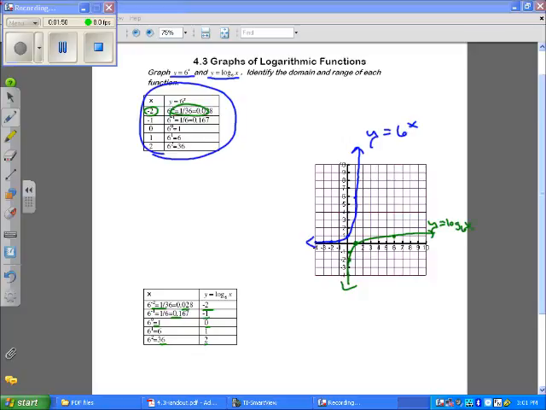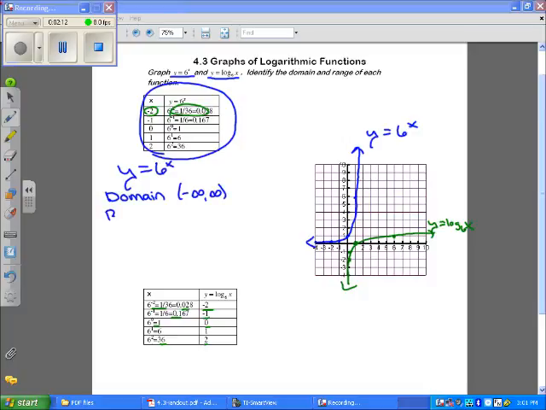Okay. We're also asked to identify the domain and the range. So let's go find the domain and the range of each. So let's start with y equals 6 to the x. If you look at it, the domain is all x values. So you can see we can pretty much pick anything in for x and it will work. So the domain would be negative infinity, infinity.